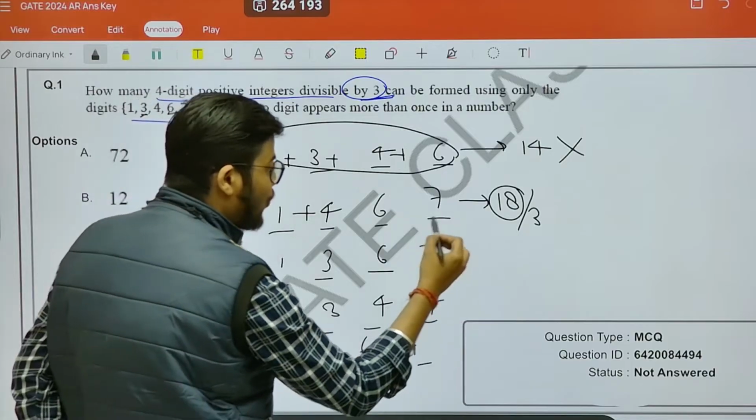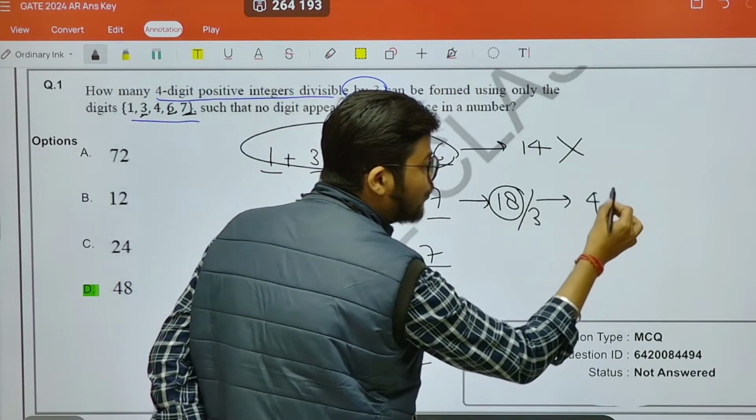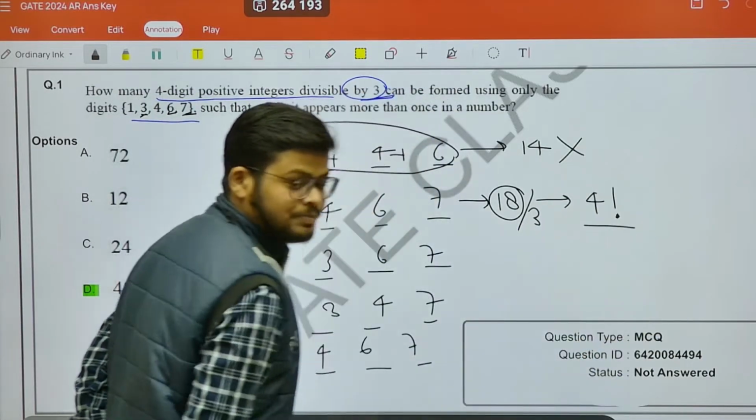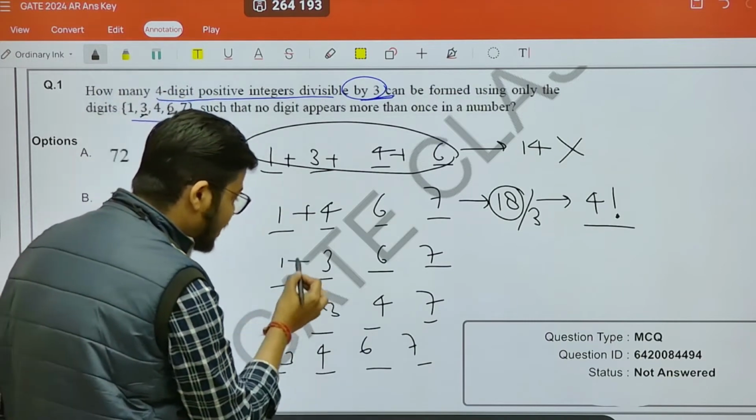That means how many combinations are possible? 4 factorial combinations are possible. In the same way we can deal with the third option.